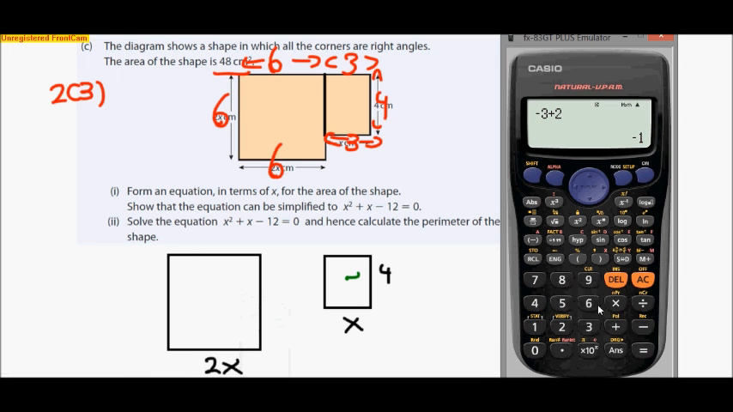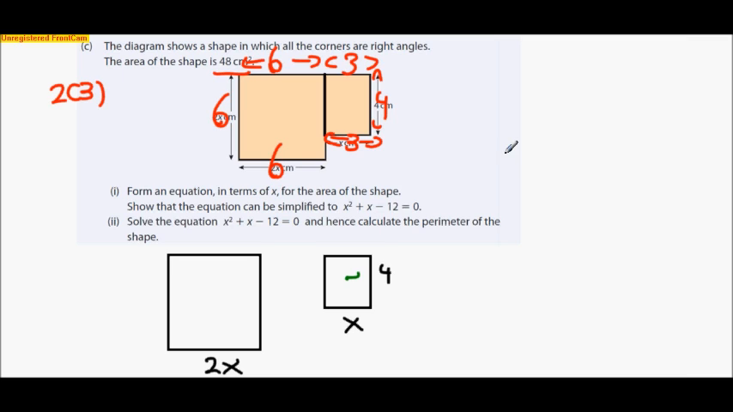So we're going to get 6 plus 3 plus 4 plus 3 plus 6 plus the other 6, and the perimeter is going to be 28 centimeters. Okay, because the perimeter is when you travel around the full outer edge. It's basically doing a lap of the shape. Okay, so that concludes the end of the first video.